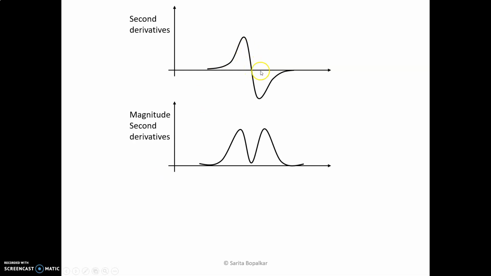Now we'll take the mod of this one. So the magnitude of this second derivative, if you observe this, the magnitude of the second derivative produces double edges, this one and this one, at a zero crossing. That means a zero crossing is nothing but the edge pixel. So it will produce the double edges, which is an undesirable result.